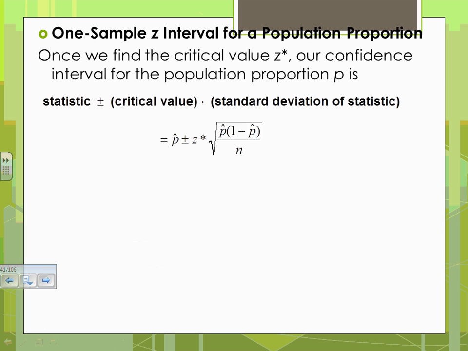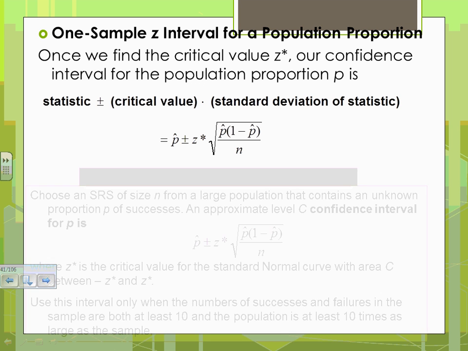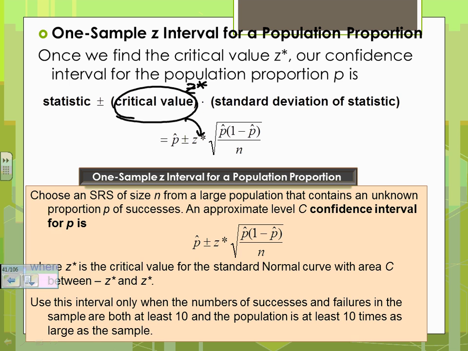Once we find the critical value z star, our confidence interval for the population proportion becomes your statistic plus or minus that critical value, z star, times the standard error. If we have all three conditions met, then we can do our confidence interval. We know that we are finding the interval under the normal density curve between plus or minus z star.